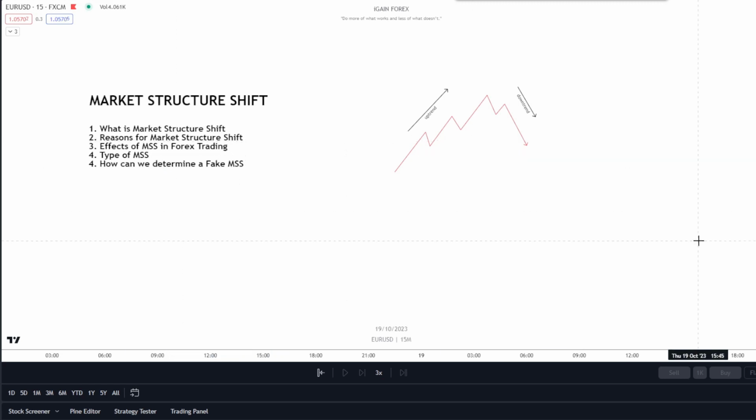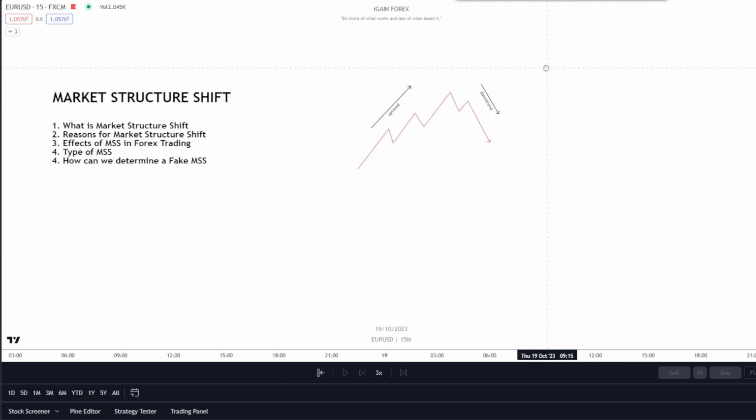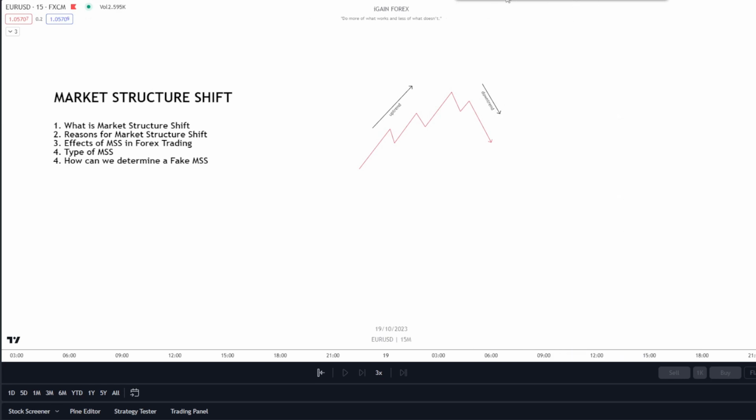Okay, so number four, types of market structure shift. For me, I have two understandings of this. The first one is the very common market structure shift. So here, let me give you some example. For example, we have an uptrend. So this is the common market structure shift.